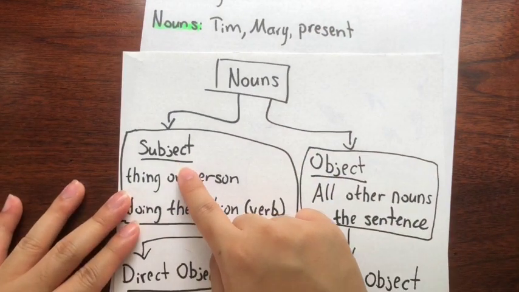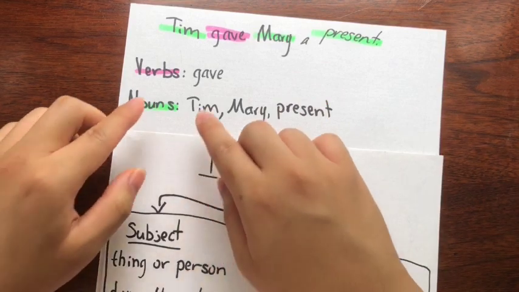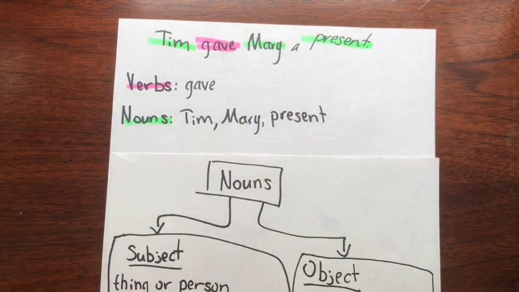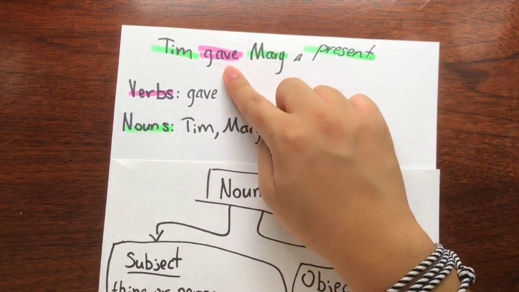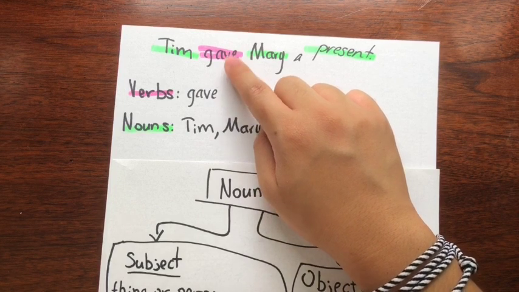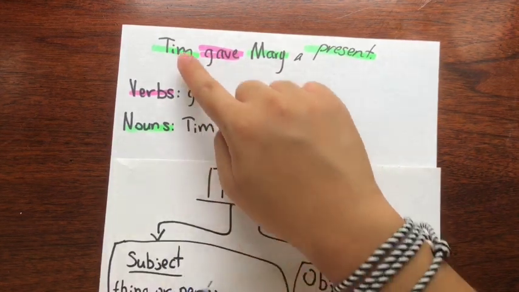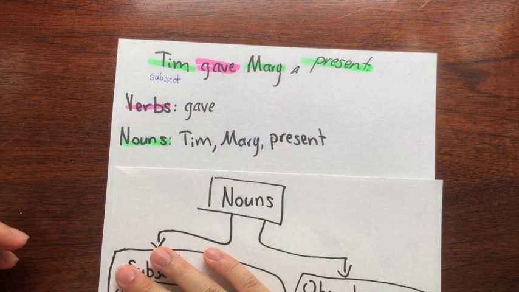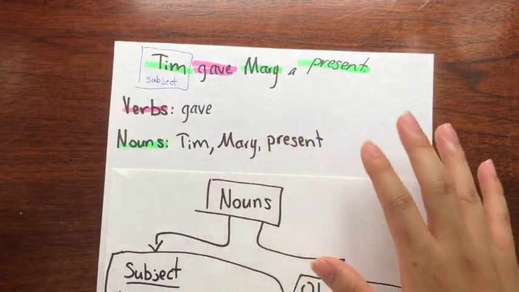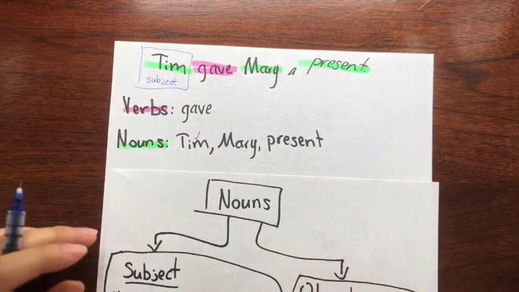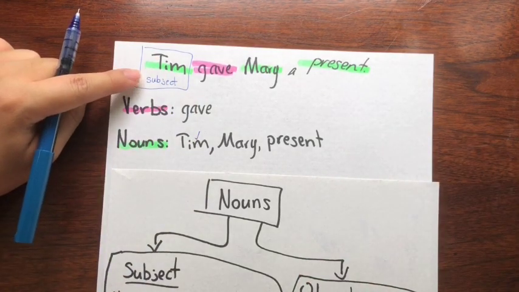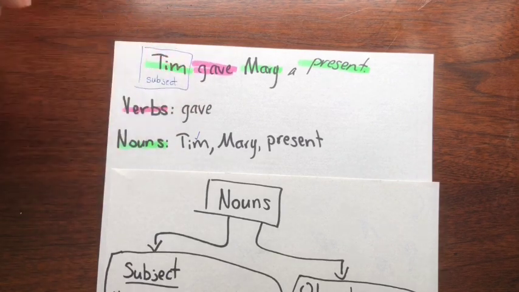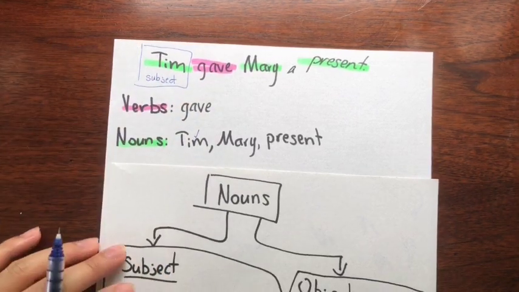So let's identify the subject. The verb is gave. So who gave? Who is doing this verb? Who is giving? The person who gave is Tim. So Tim is the subject. Check. So we identify the subject. The subject is the person or the thing who is doing the verb. So now we have Tim gave.